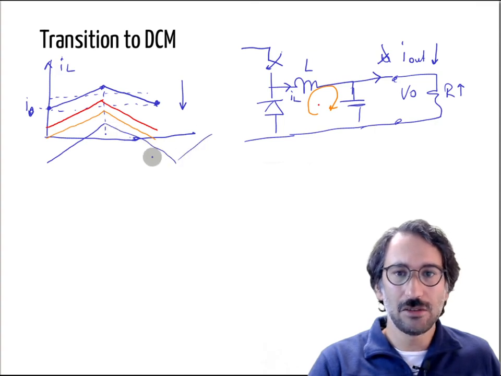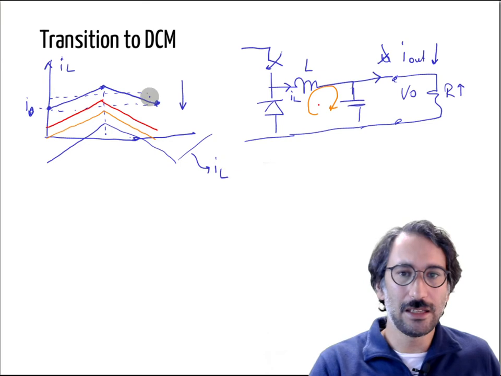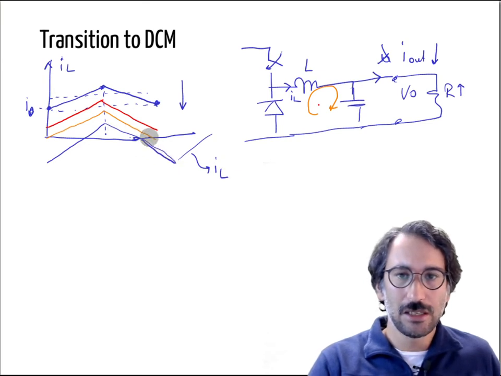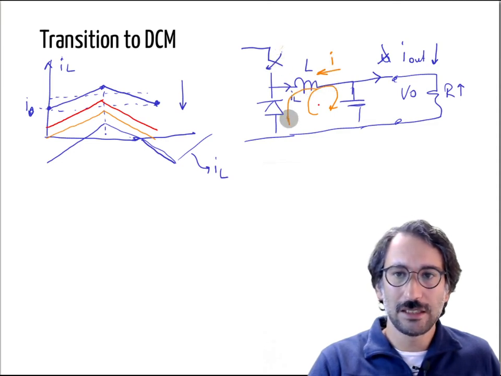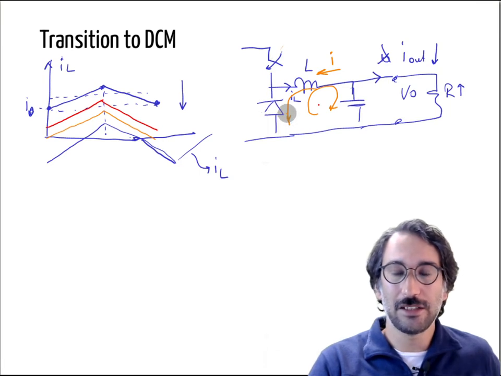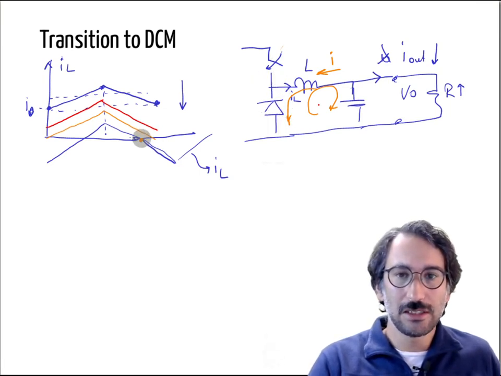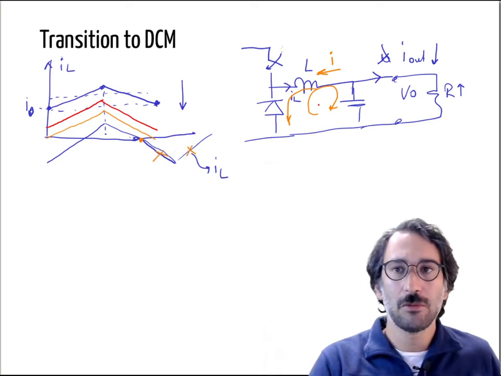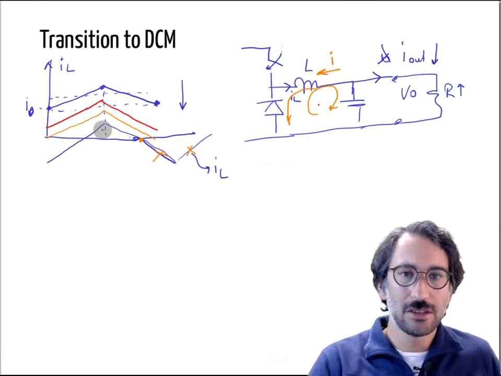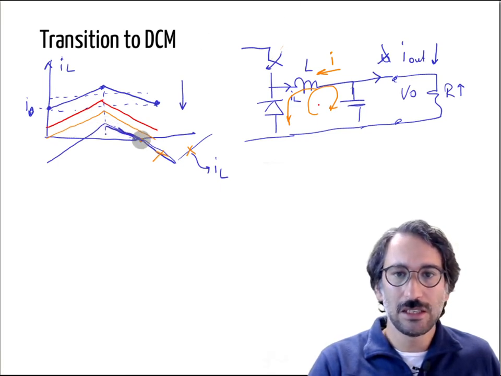But again, this is not possible if this is IL. It is not possible because the inductor current cannot flow in that direction whenever the switch is off, and that diode cannot carry current in the reverse direction. So it is not possible to have that kind of negative current. So what would happen when we reach zero current? It will not go down, but it will stay at that zero current.